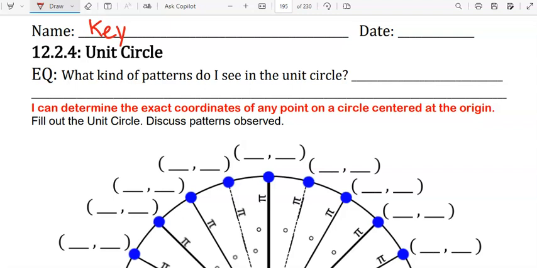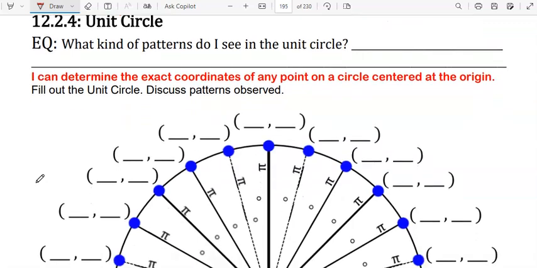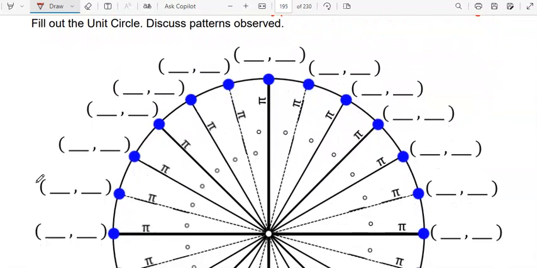12.2.4 Unit Circle. Essential question: What kind of patterns do I see in the unit circle? Skill: I can determine the exact coordinates of any point on a circle centered at the origin. Fill out the unit circle. Discuss patterns observed.